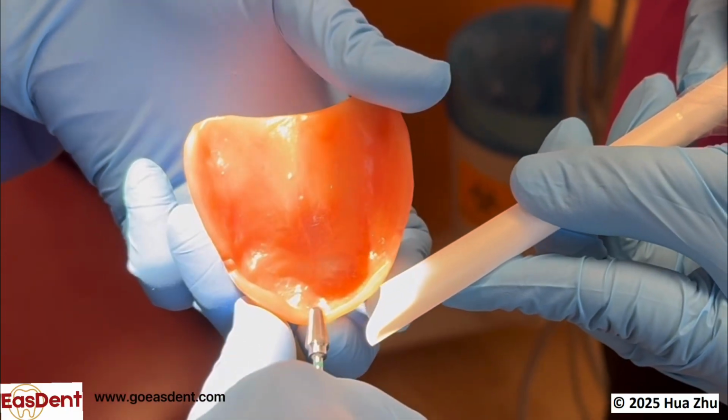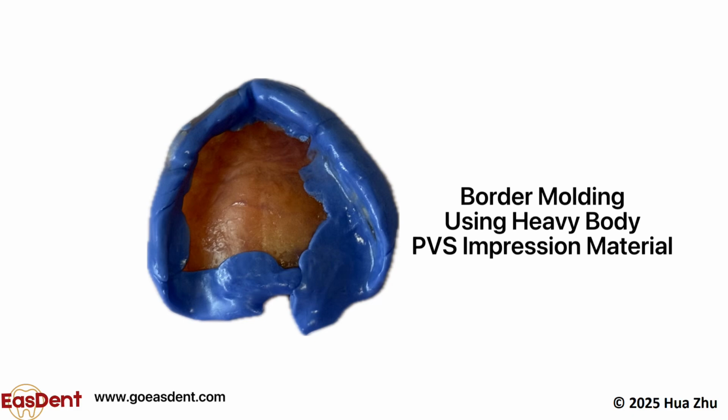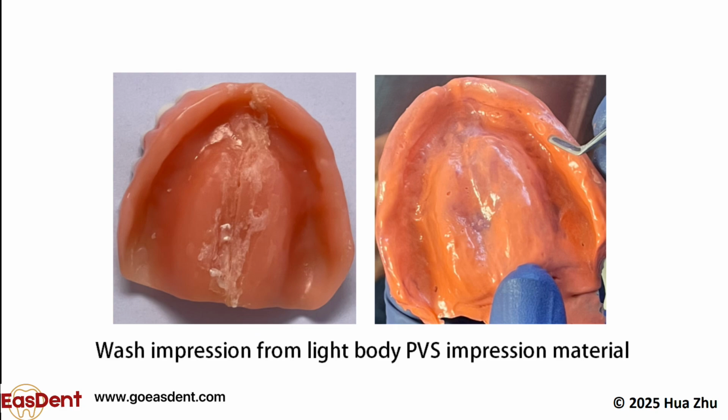If the border is overextended, trim it back. If the border is too short, prepare to perform border molding with heavy body PVS impression material on the denture first, then take the final impression. If the general fit is okay, you can use light body PVS impression material to do the final impression.